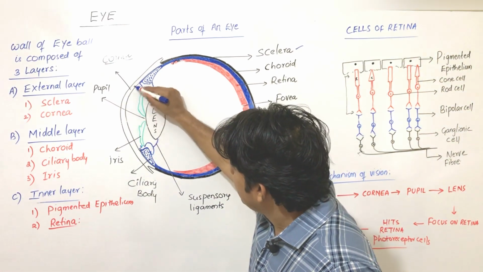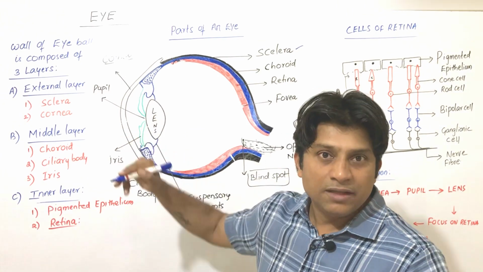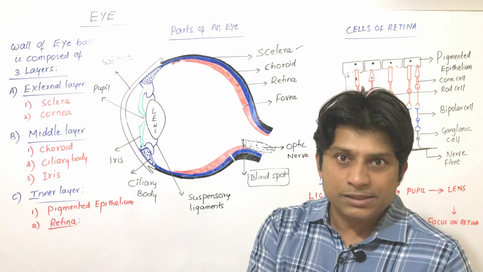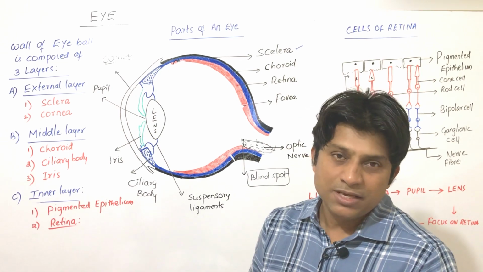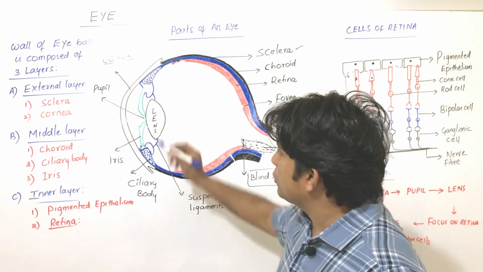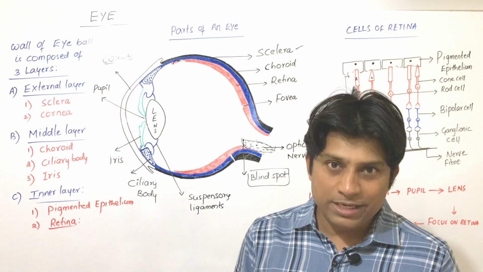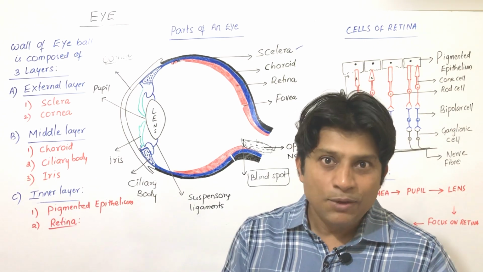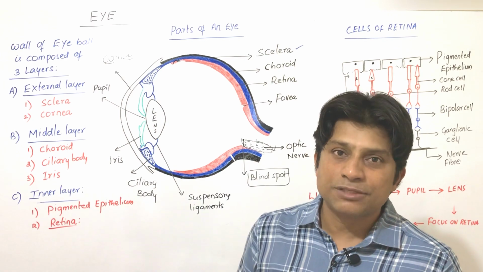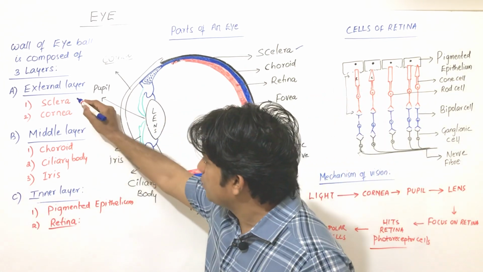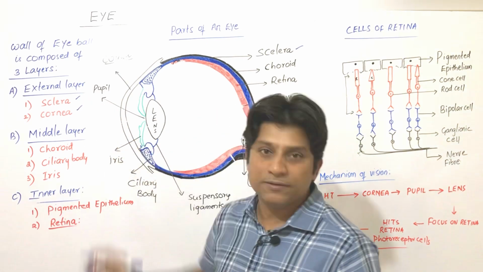The cornea is a curved surface. The curved nature of the cornea acts as a refracting structure, so it refracts the light. The cornea is always kept moist and dust free with the help of tear glands. Now this is the external layer: two structures called sclera and cornea.